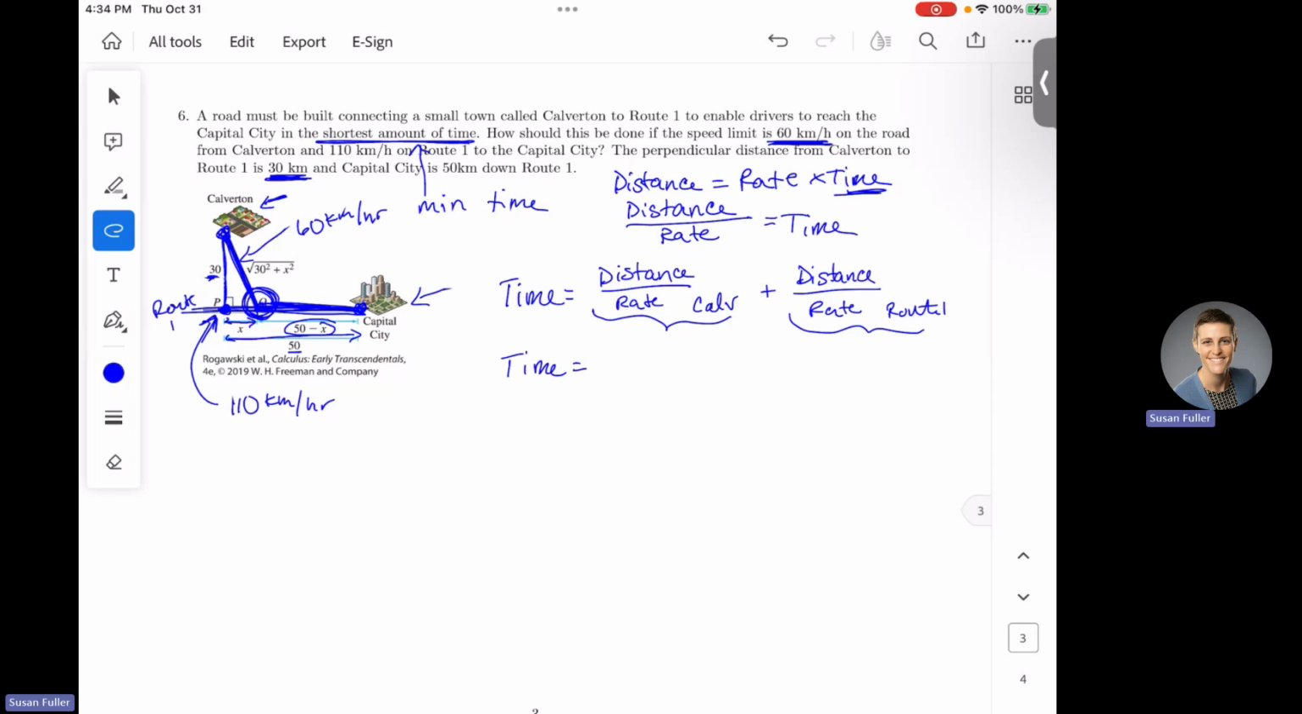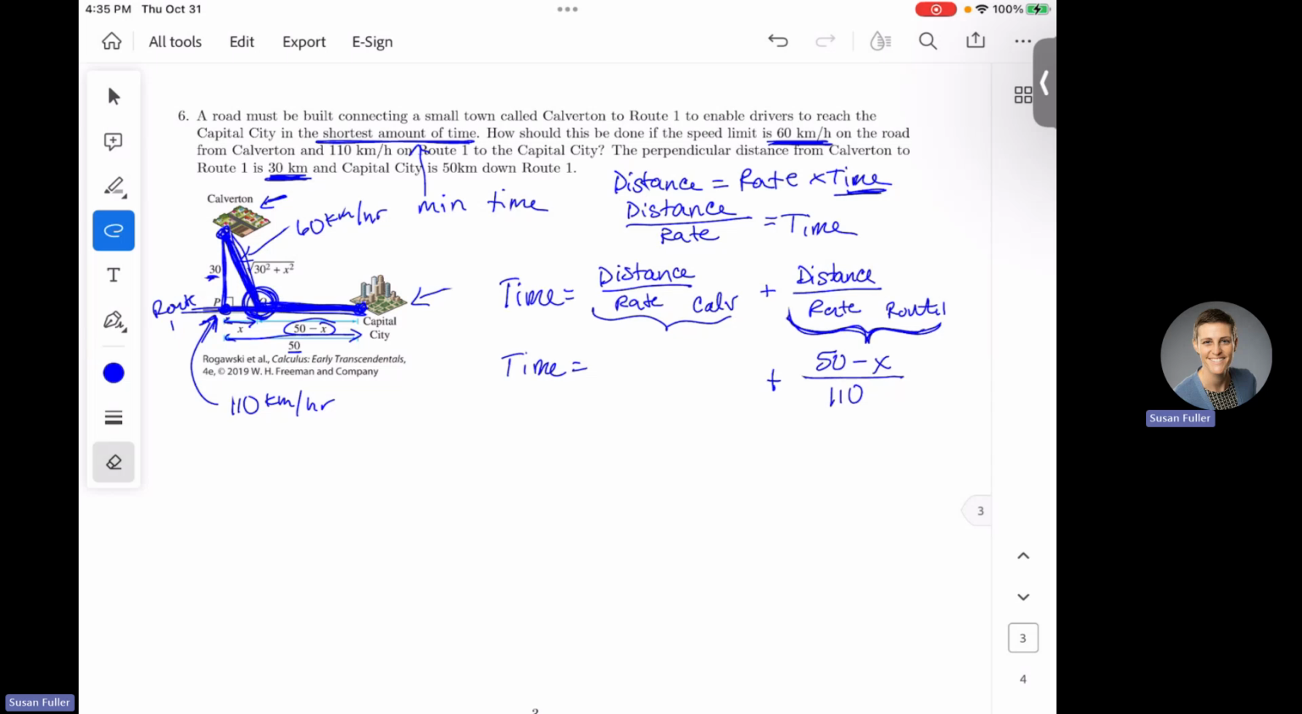And I know that I can drive along that at 110 kilometers per hour. I'm going to fill in this part because we just kind of figured it out. The distance that we drive along Route 1 is going to be that 50 kilometers minus x. And then the rate that we can drive on it is 110 kilometers per hour. So this is going to give me the time that it takes to drive on Route 1 on this horizontal distance. And then to find the time that it's going to take for this guy, we are going to do distance divided by rate. And again, they already filled this in for you.